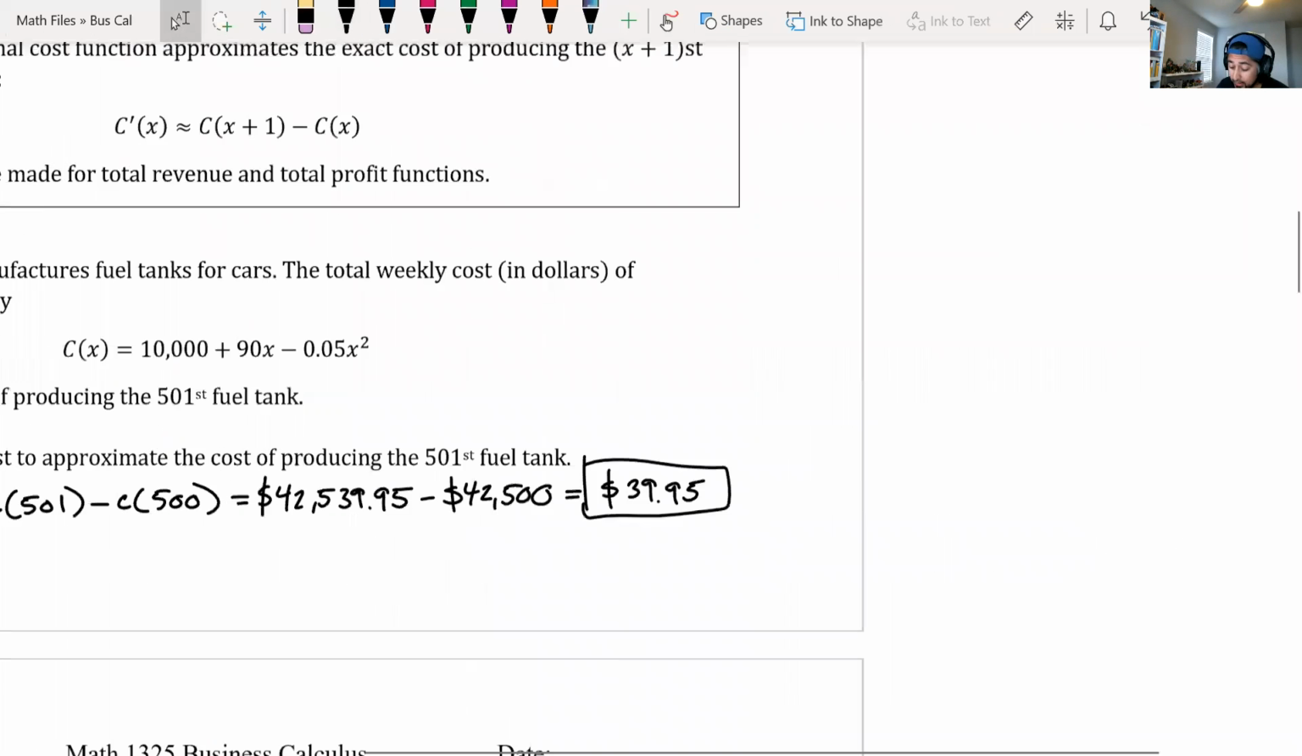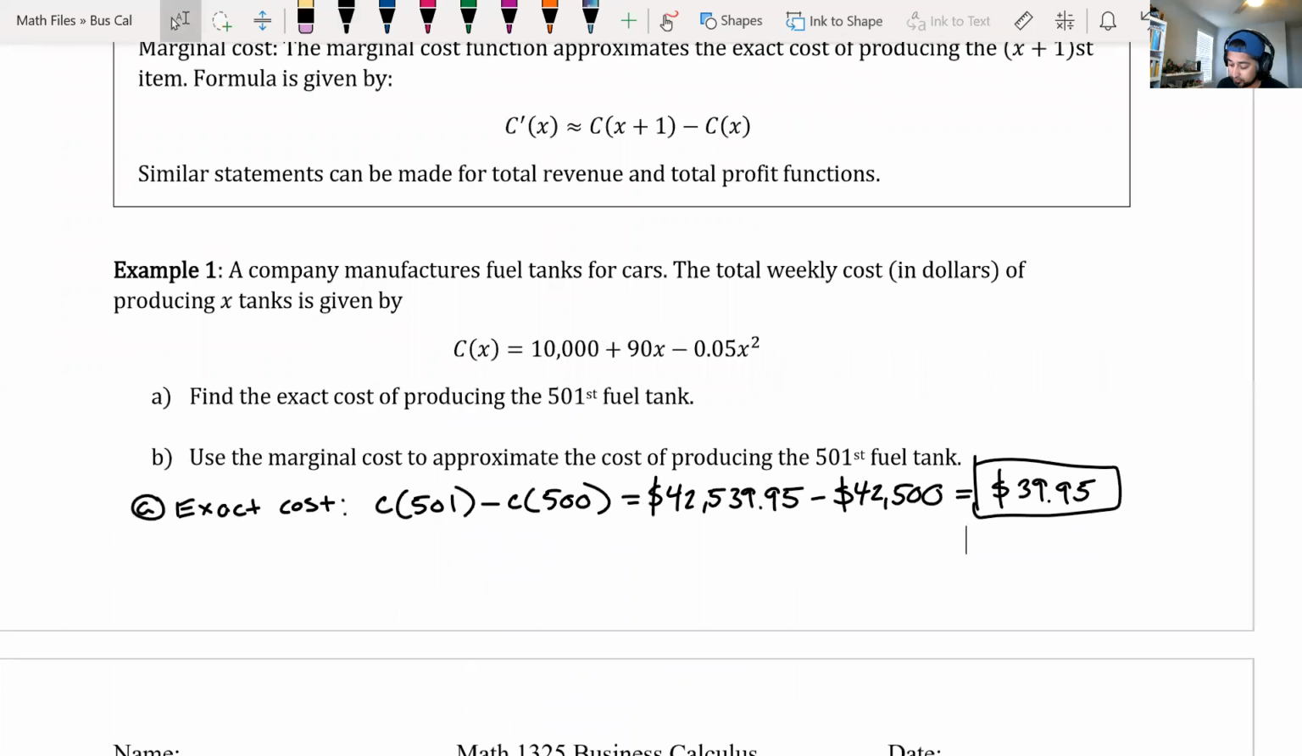So that is how you calculate exact cost. And now for B, we want to use the marginal cost to approximate the cost of producing the 501st fuel tank. So for B, we're going to take the derivative of the cost function and plug in 501.